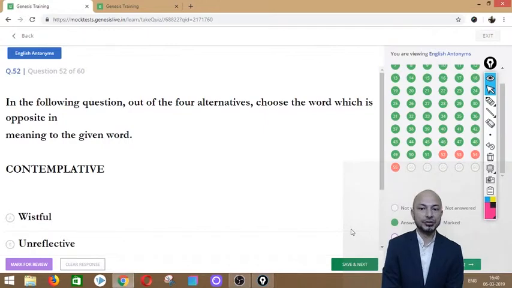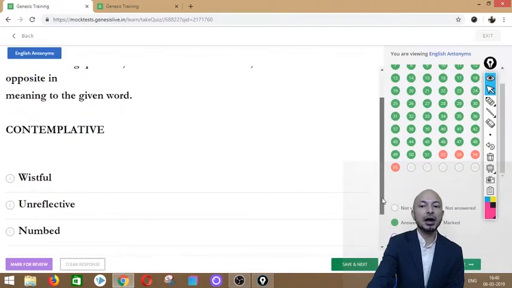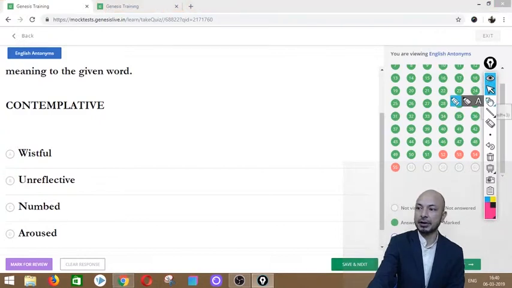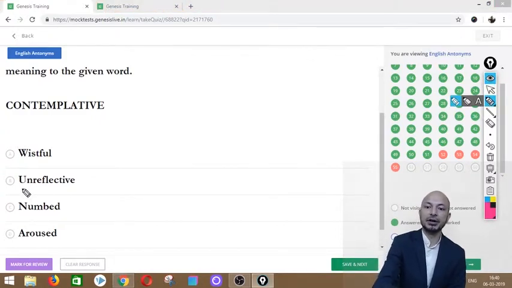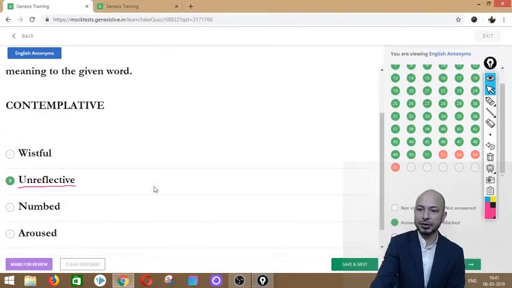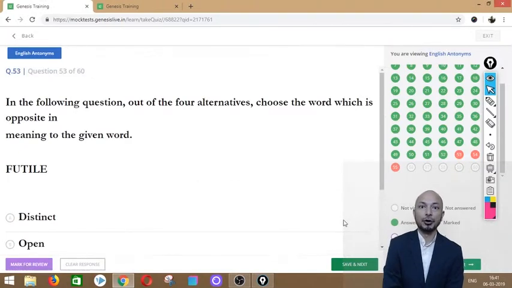We come to number 52. The word is contemplative, and the options given are wistful, unreflective, numbed, and aroused. And the correct option is option B, which says unreflective. Contemplative is when you think deeply about something, and unreflective is when you don't think. So they are antonyms here. We say option B and next. So on to number 53.